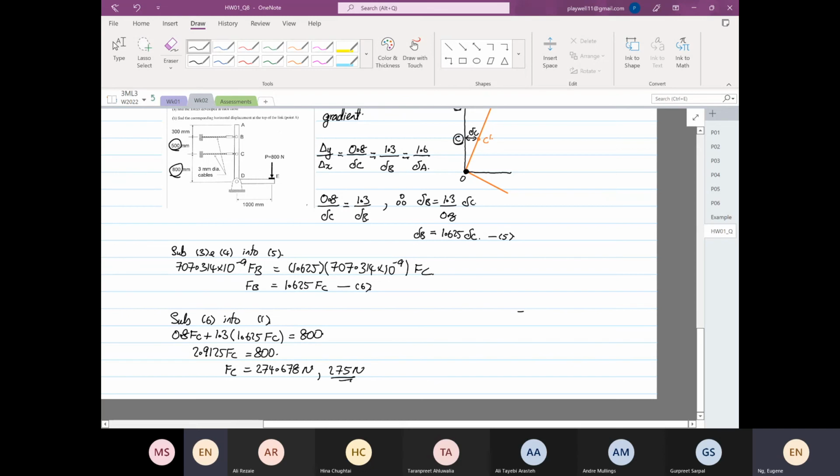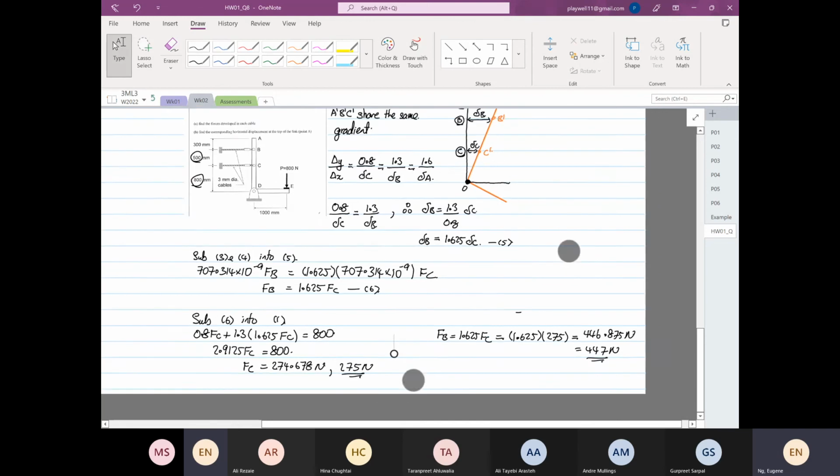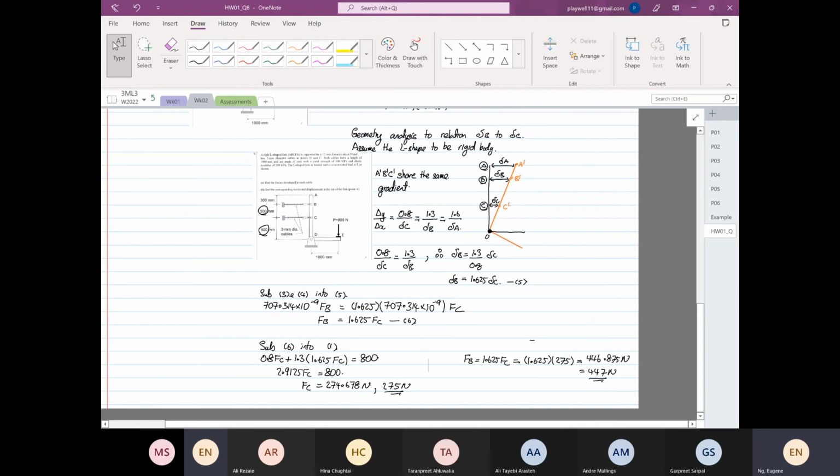Okay, so then we go into FB is equal to 1.625 FC, right? So we know that 1.625 multiplied by FC, which is 275, so 1.625 multiplied by 275 is equal to 446.875. We can round this off to 447 Newton. Okay, so it's straightforward, isn't it? It's not that bad. As I said, this is a PYQ question.